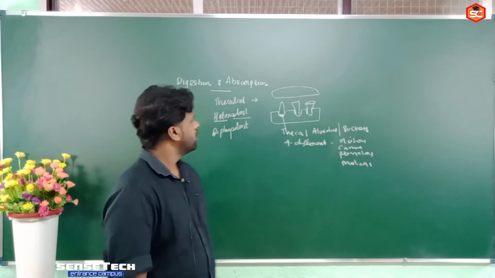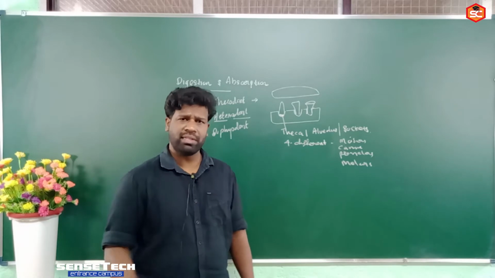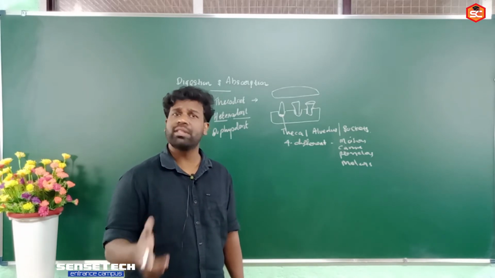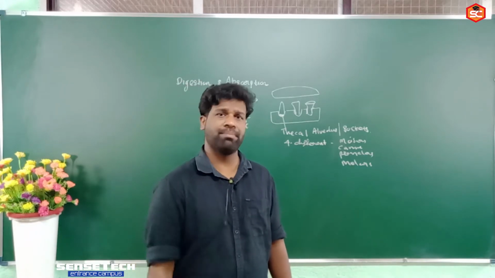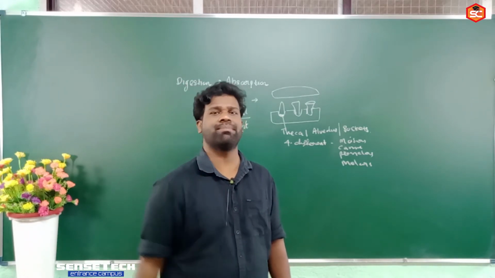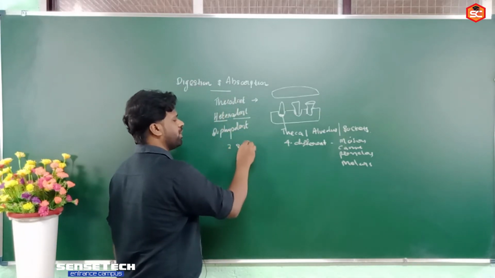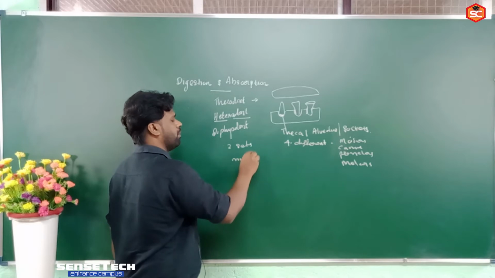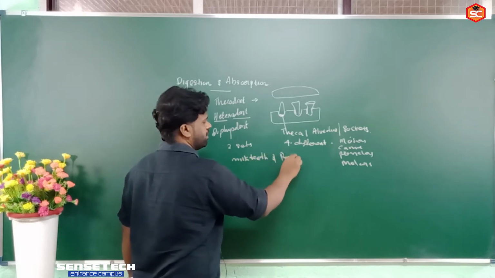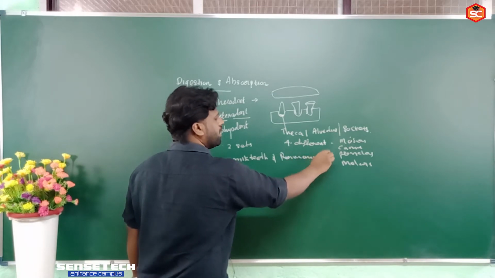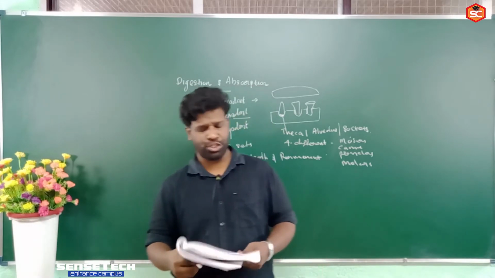Okay, then diphyodont. Di means two. Diphyodont means two sets of teeth in our life, because our teeth are replaced only one time. So total two sets of teeth in our life: milk teeth and permanent teeth. Hence our dentition is called diphyodont dentition. This is the dentition of mammals.